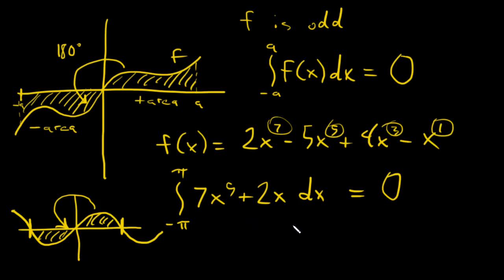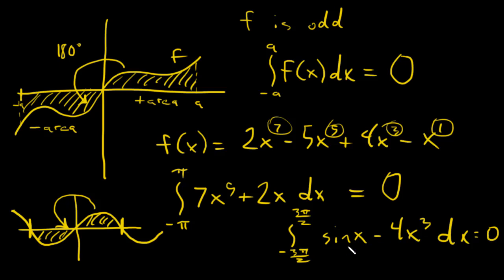So if you ever see something like negative 3 pi over 2 to positive 3 pi over 2 of sine x minus 4x cubed dx, that's an odd term. That's an odd term. Therefore, it's an odd function. And this is equal to 0. Done. You are going to see this one.